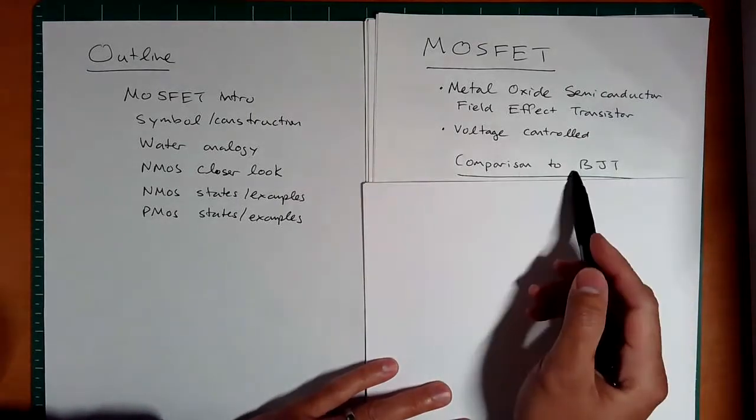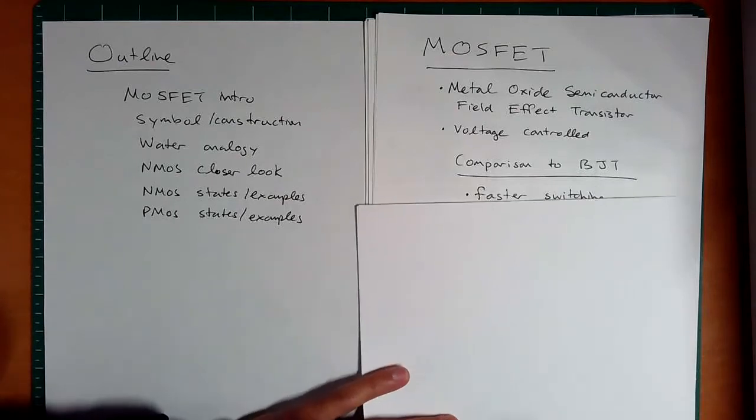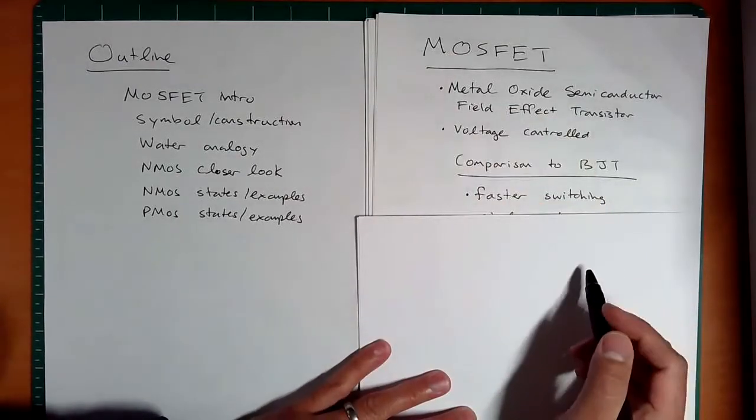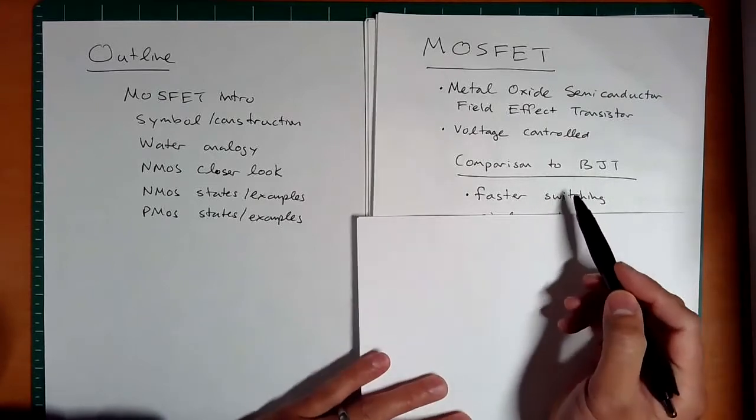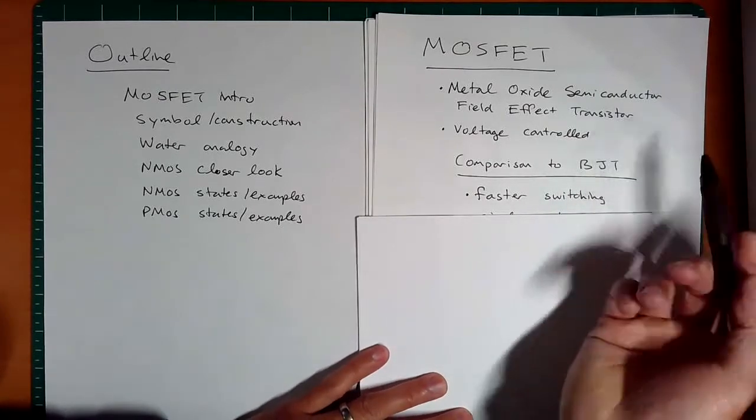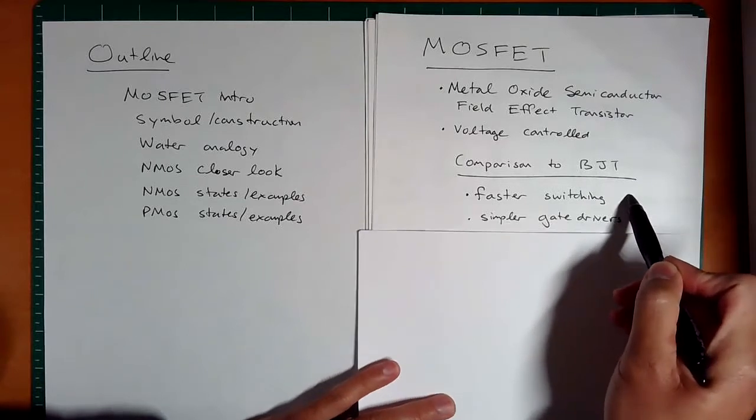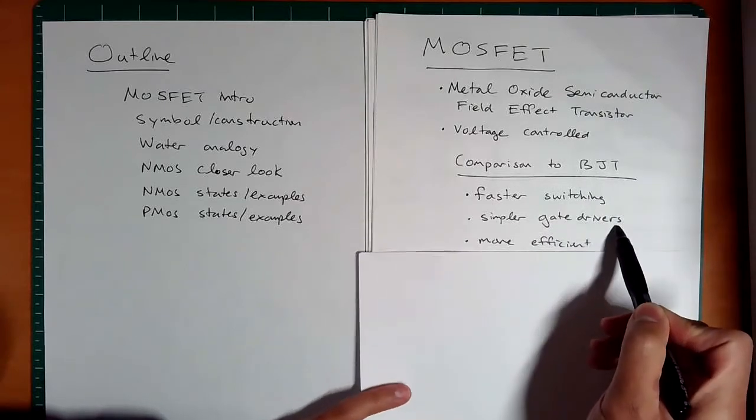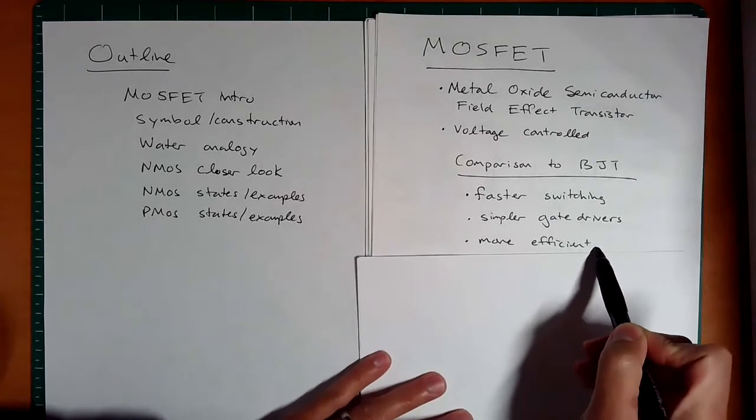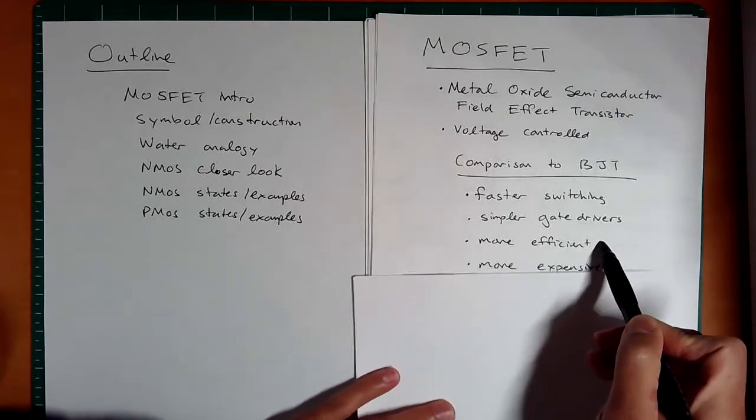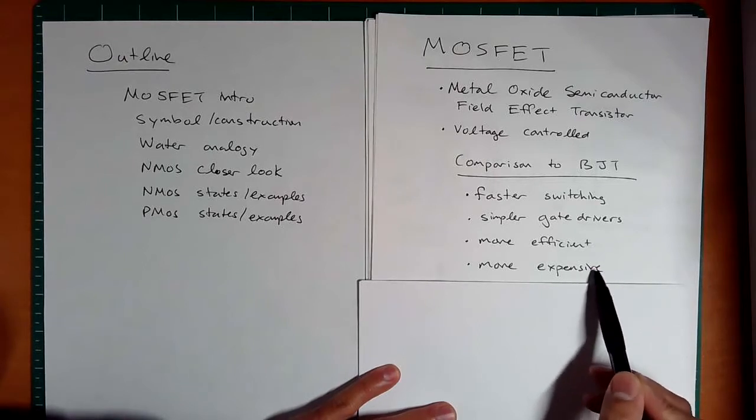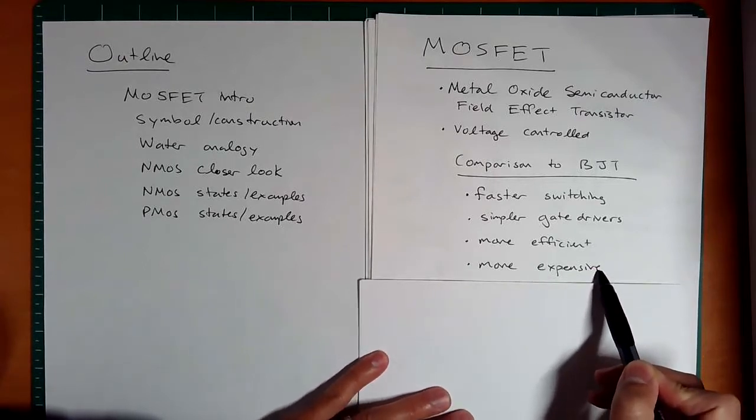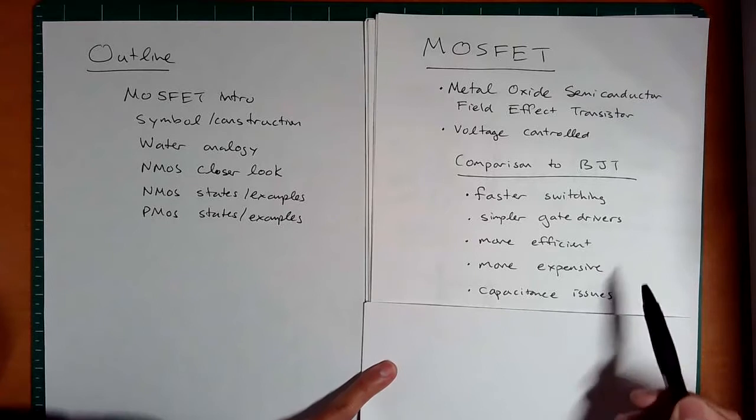Okay, so if we compare it to a bipolar junction transistor, a MOSFET actually has faster switching, right? So you can oscillate much quicker than a bipolar junction because you don't need to get current to turn on and turn off. So it has simpler gate drivers, more efficient because you don't have to draw that current. But it's more expensive, typically, but the costs are going down, right, with the prevalence of MOSFETs.